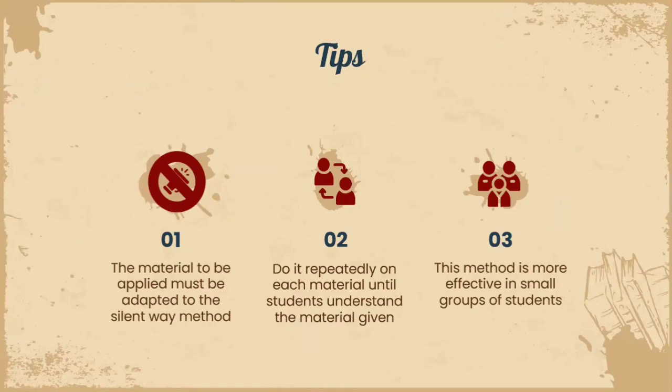Number two, do it repeatedly on each material until students understand the material given. And the last, the method is more effective in small group of students because in this method, the way of learning must be adjusted to the silent way of teaching and also adapted to the ability of each individual student, and learning must be equal in terms of providing material.